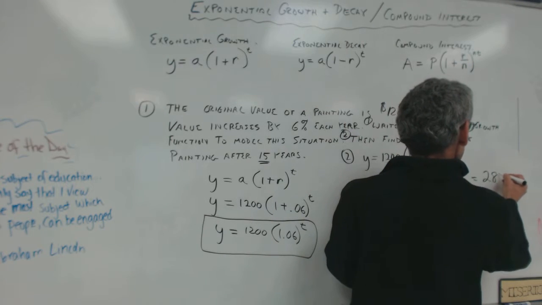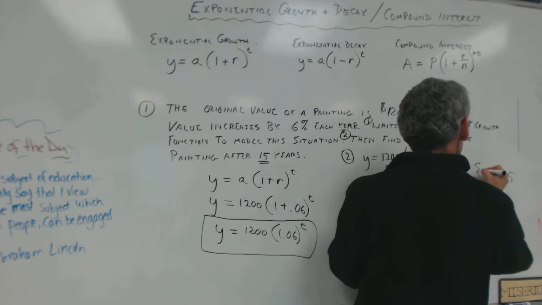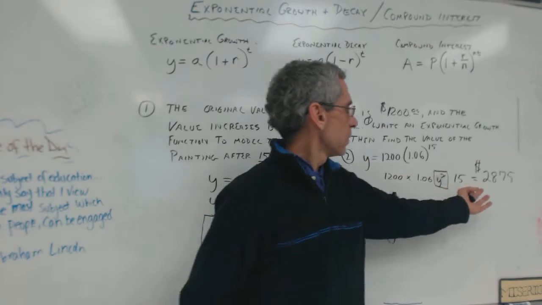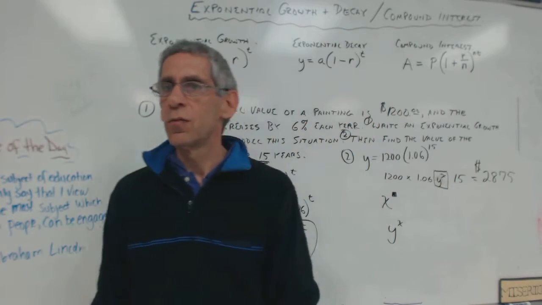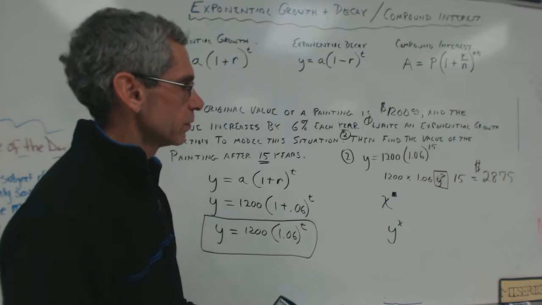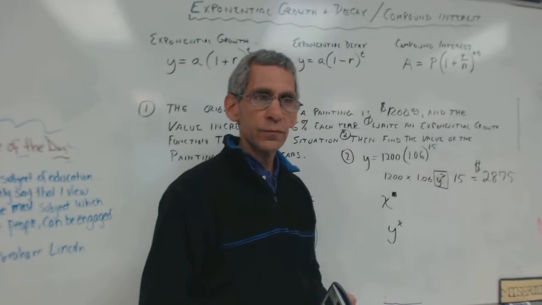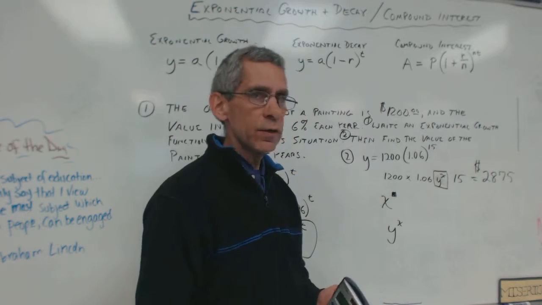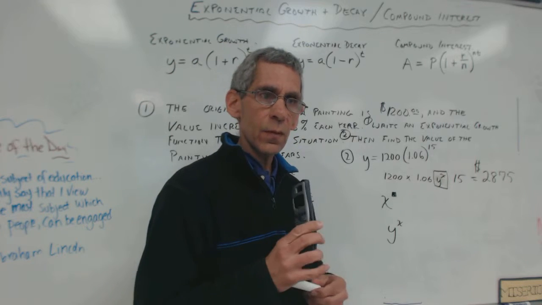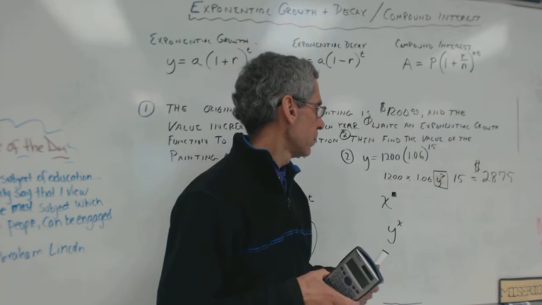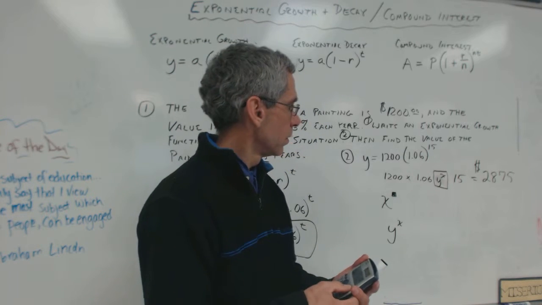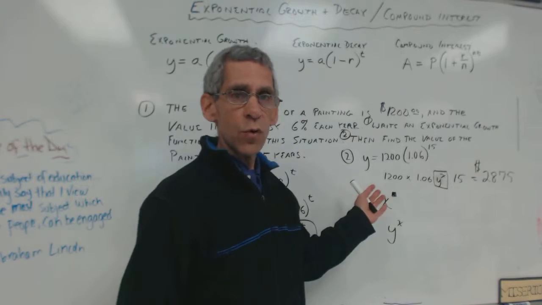It's 2,875. So in 15 years, that painting that was $1,200 more than doubled in value. That's not so bad. But there are better investments. If it's rising 6% every year, that's really good exponential growth. Nonetheless, it's not the best, but it more than doubled.